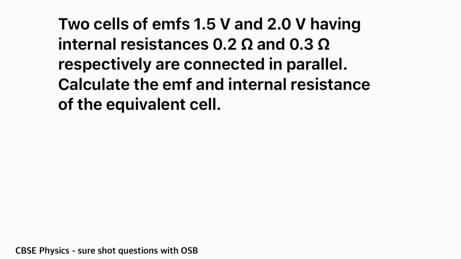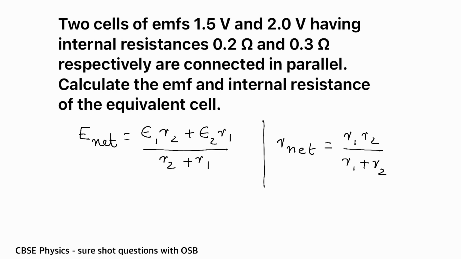Two cells of EMF 1.5 volt and 2 volt, having internal resistance 0.2 ohm and 0.3 ohm respectively, are connected in parallel. Calculate the EMF and internal resistance of the equivalent cell. For parallel combination, we know the equation for E net and R net, right? What is the equation for E net? It is E1 R2 plus E2 R1 by R2 plus R1, right?